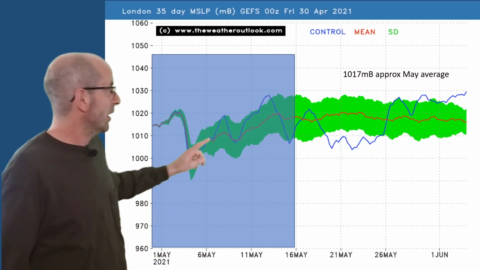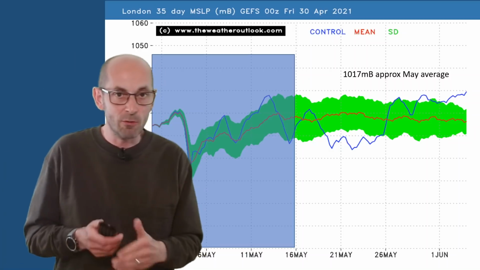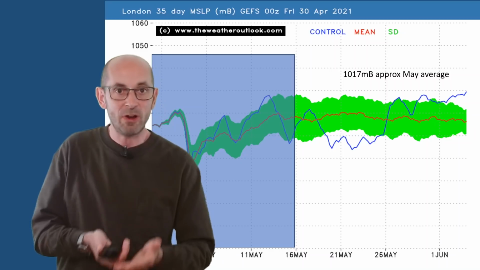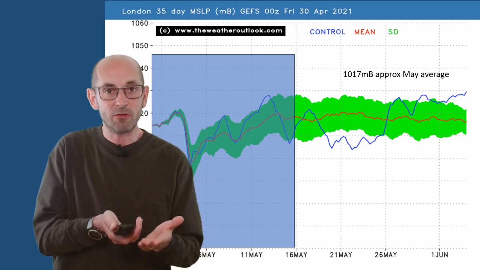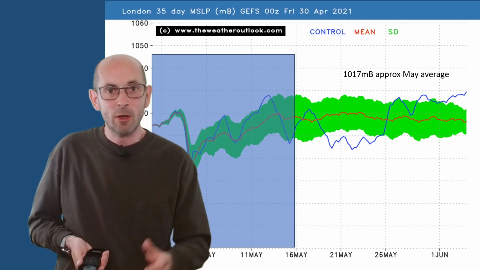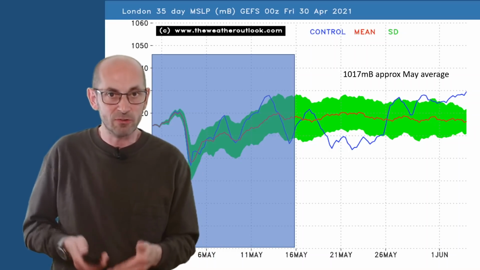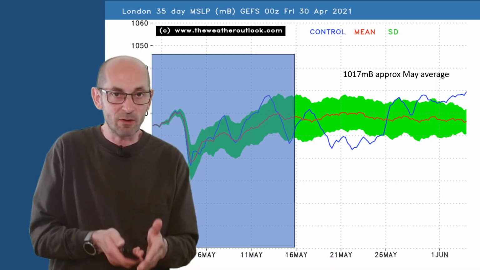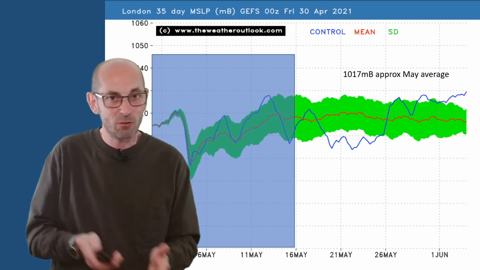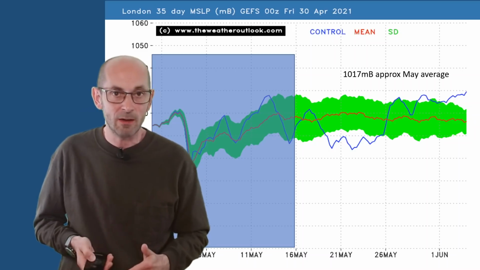So there is a fairly weak signal there for a drier period, around about just after the middle of the month. And then as we head towards the end, what you can see is the red line showing the average of all the runs. It's dipping back down. Therefore, the average pressure from all the ensemble runs is going down a little bit. It's not particularly low, but it's pointing probably towards very average conditions for the time of the year. So we've got that potential for a drier period between maybe the 15th and the 20th, somewhere around there, then perhaps more changeable again later on.